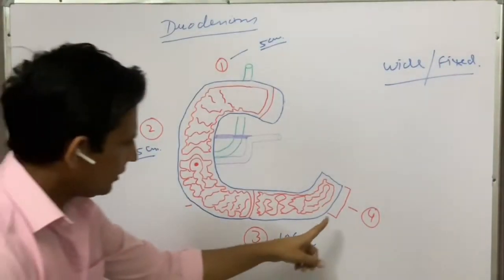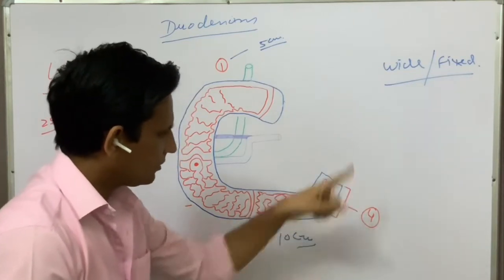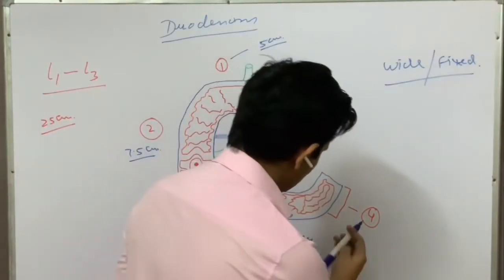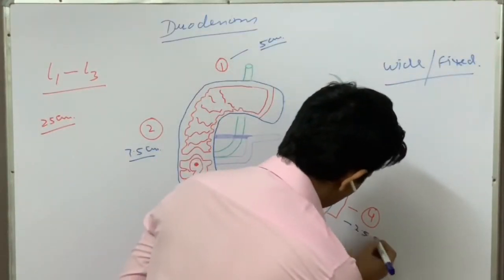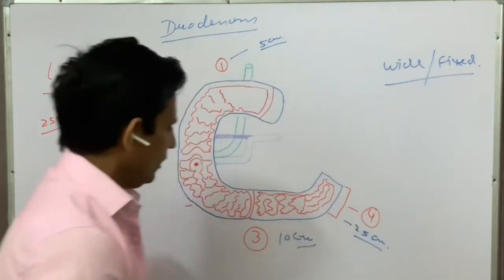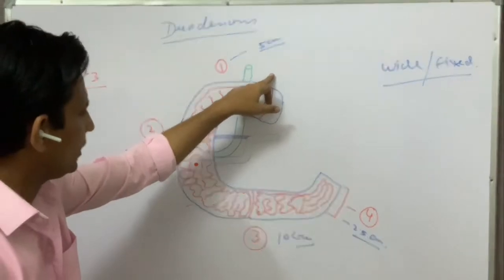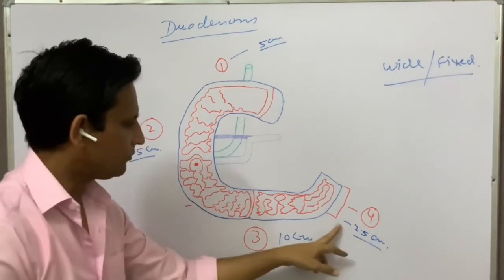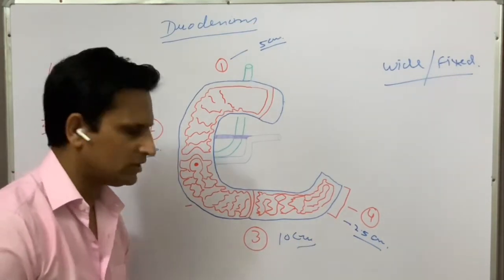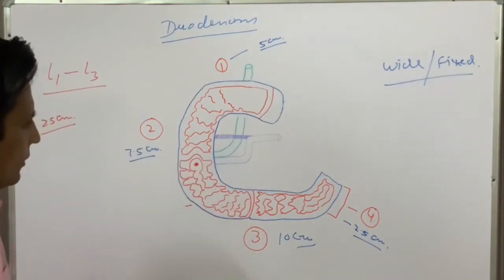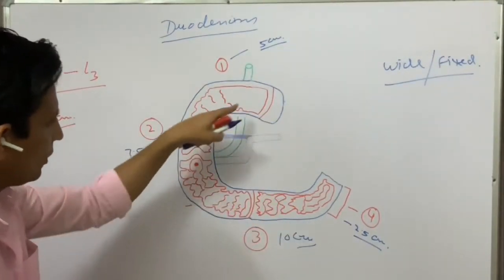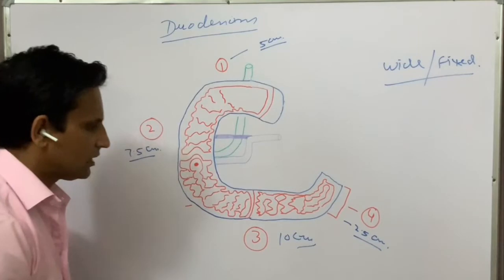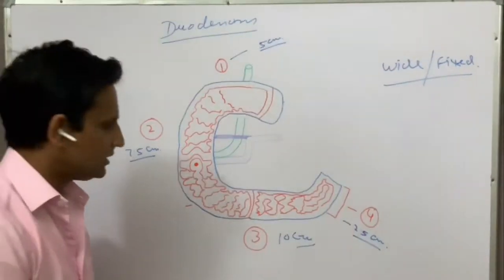So the last part, which ascends upward and to the left, is around 2.5 centimeter. So this one is 5 centimeter, the second part is 7.5 centimeter, the third part is 10 centimeter long, and the fourth part is around 2.5 centimeter long. It may vary, but you can remember these numbers: 5 centimeter, 7.5 centimeter, 10 centimeter, 2.5 centimeter, in a very easy way.